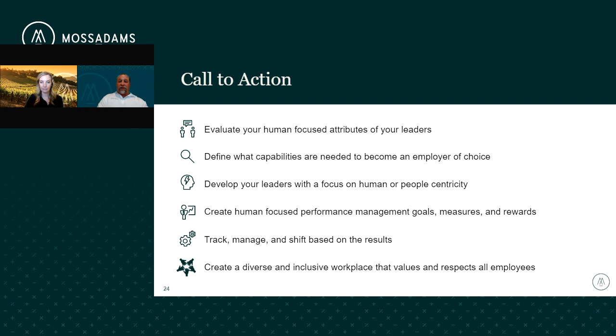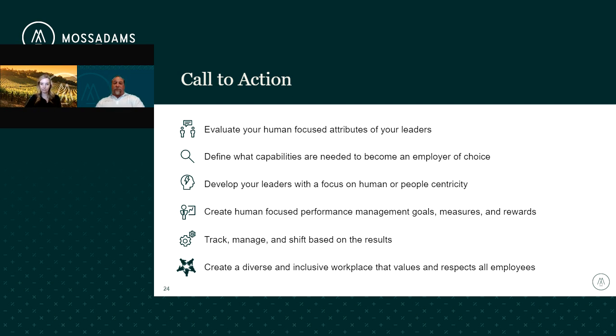The next is to develop your leaders with a focus on human or people centricity. LeeAnn did a great job outlining this. It's really about the coaching, the mentoring, the empathy. It's about putting yourself in the shoes of your employee. It's about listening. Yes, we need those operational skills because that's how the work gets done. But we have to look much broader at some of these human-based skills and capabilities.